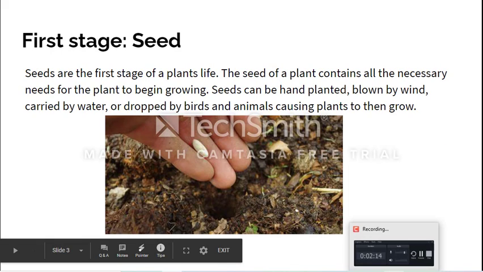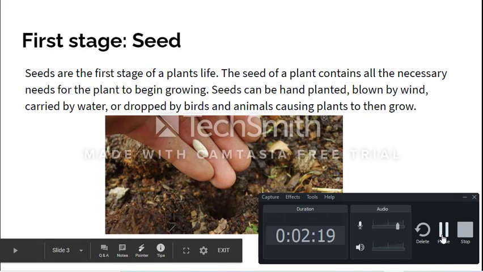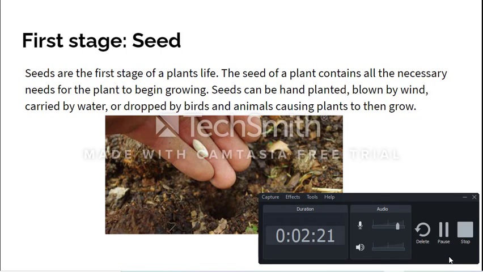We're going to talk about the first stage of the plant's life cycle. The first stage is seeds. Seeds are the first stage of the plant's life cycle. These are the little tiny things that you put into the ground that cause the plant to grow. The seeds of a plant contain all the necessary needs for the plant to begin growing. And most seeds can be hand-planted, blown by the wind, carried by water, or dropped by birds and animals who eat them, causing the plants to grow in that area.